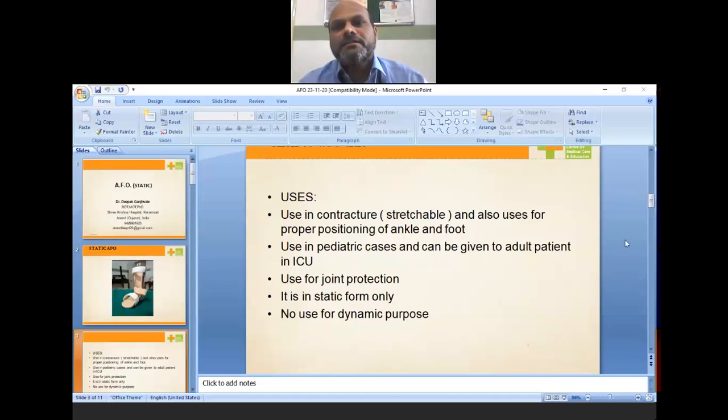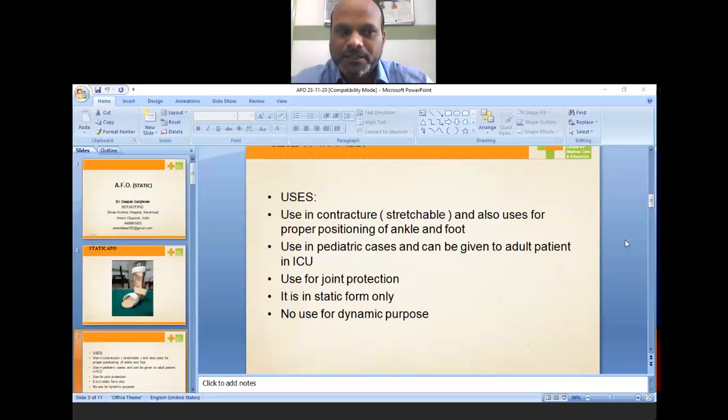Okay, so use in the contracture and it should be a stretchable contracture, just remember it. There are two types of contractures, stretchable and non-stretchable contracture. If the non-stretchable contracture is there, then it is not possible to use this splint over the patient. But if the contracture is stretchable, then we can use this splint properly, right? And this can be used for the proper positioning of the ankle and foot also, right?